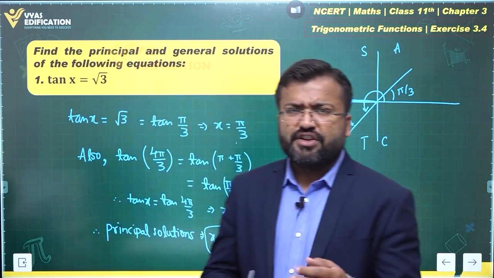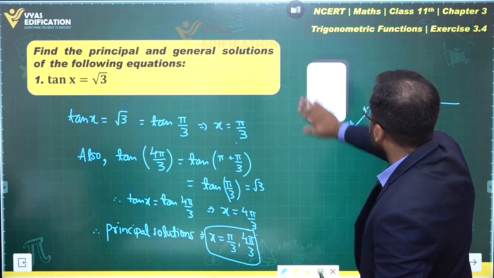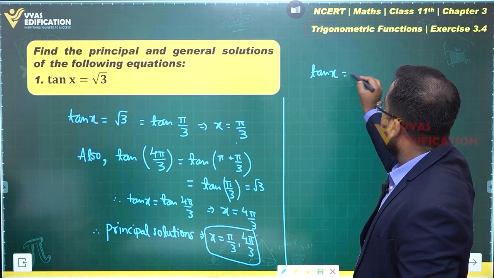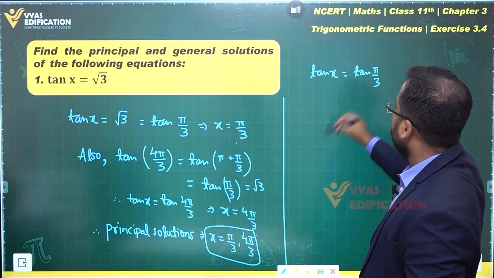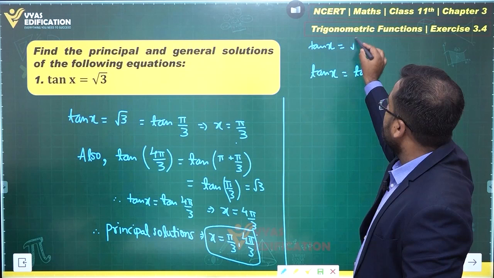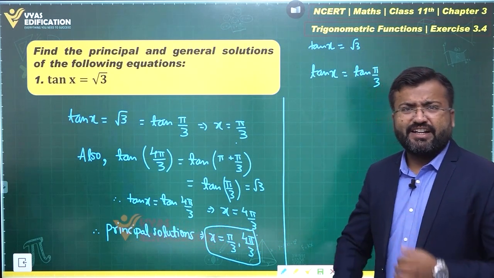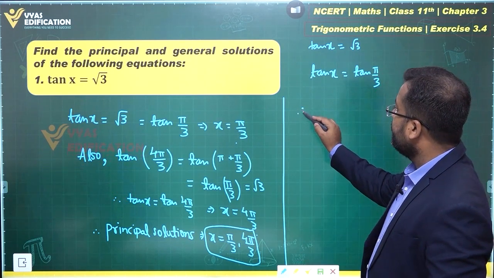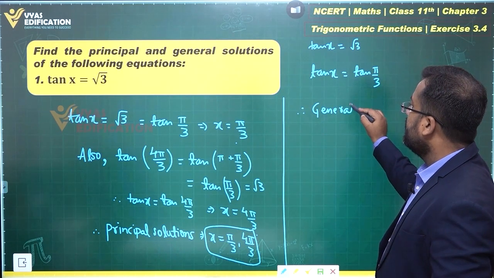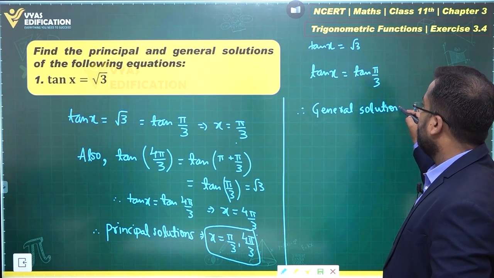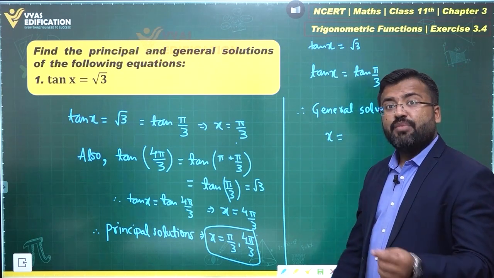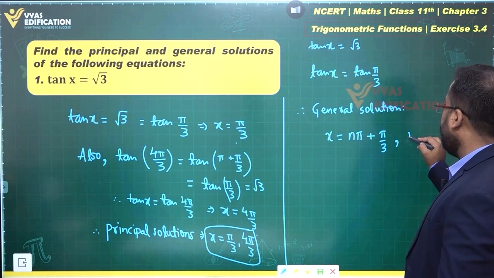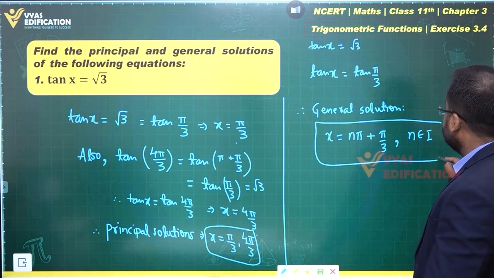What about general solution? General solution is relatively simple. You find any one of these values, and in this question it is pretty simple. Tan x equals tan pi by 3. Since tan x equals root 3, I know that root 3 is tan pi by 3, therefore I can write it in this form. Once I write it in this form, then I can very easily write the general solution. Therefore the general solution will be x equals n pi plus theta, that is n pi plus pi by 3, where n belongs to integers. This is the general solution.